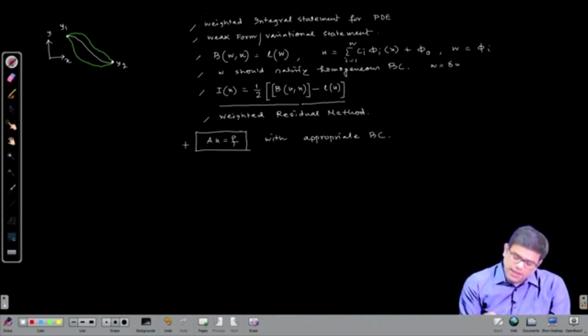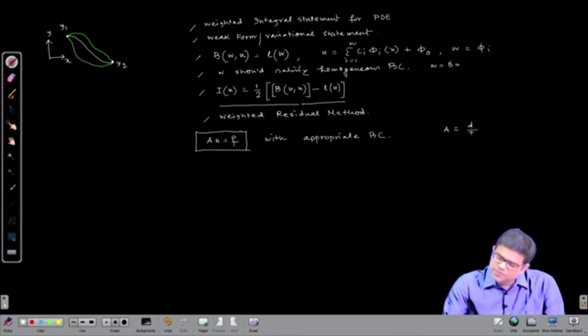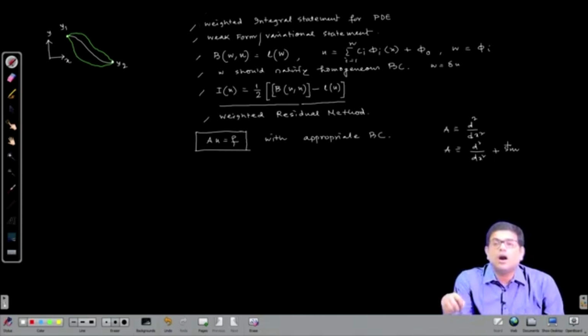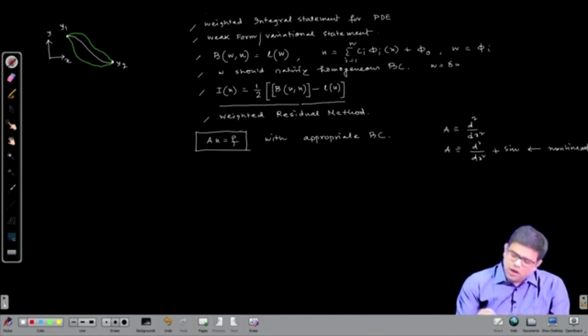Now, if A u equals f is my differential equation, A is linear if, for example, A is d2 dx square, and A is non-linear when we have something like d2 dx2 plus sine, when this kind of thing is there. So, this is non-linear.